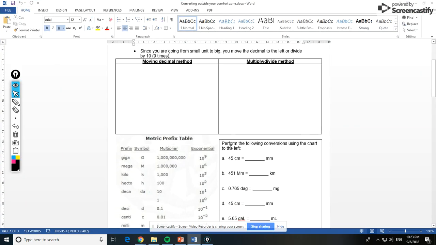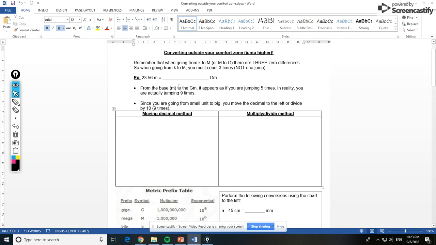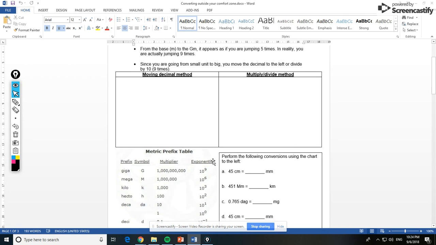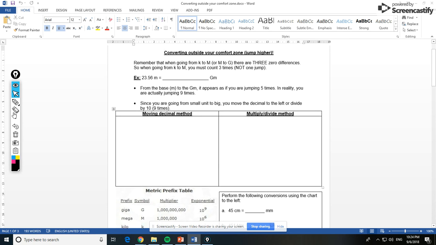In this video, we're going to do a sample problem where you have to convert from the meter to the gigameter. So let's just get our pen here. So this is the unit that we're converting from to the unit we're converting to, the gigameter.